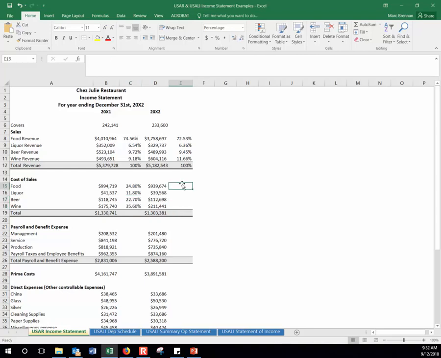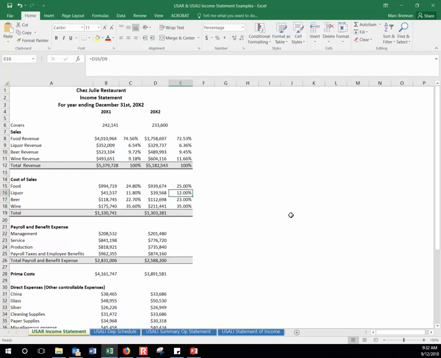Okay, we would do the same here. So I divide my food costs by my food revenue. This is, think back to your costing triangle. I would then divide my liquor costs compared to my liquor revenue, my beer costs compared to my beer revenue, and my wine costs divided by my wine revenue. And added a couple of decimal places.